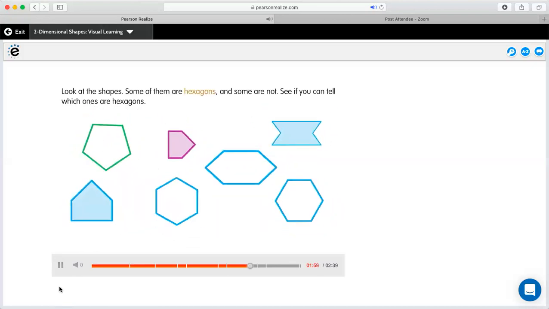Look at the shapes. Some of them are hexagons, and some are not. See if you can tell which ones are hexagons. Hexa means 6. So we're looking for shapes that have 6 sides, 6 vertices, and 6 angles.